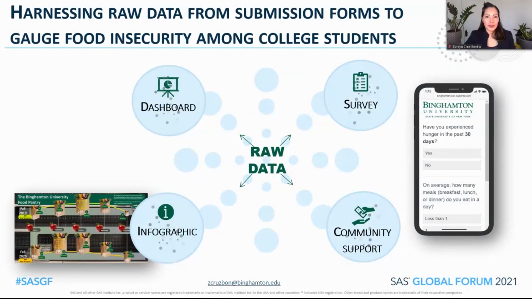Although the primary purpose of submission forms was to manage the distribution of food items to food pantry users, the data served broader uses. With the assistance of Student Affairs Assessment, the Binghamton University Food Pantry was able to launch a survey in late December to determine how the onset of the pandemic has affected users. And an infographic was created to compare usage between fall 2019 and fall 2020. In addition, the data has provided the necessary information for grant proposals.